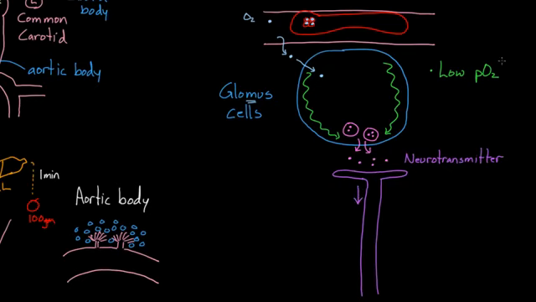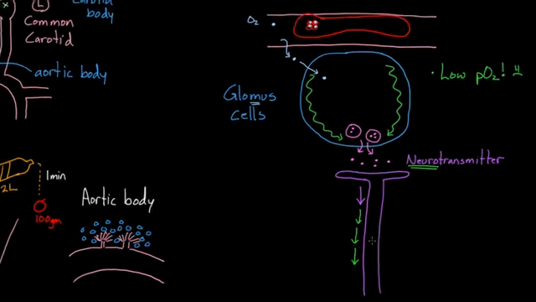And if the oxygen levels fall really low, let's say they get dangerously low, where the cell is very unhappy, then you're going to get much more neurotransmitter getting dumped out, and you're going to get many more action potentials. So this is how the glomus cell helps to detect oxygen.